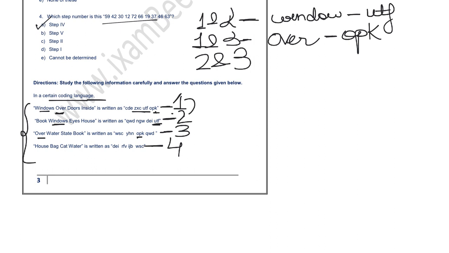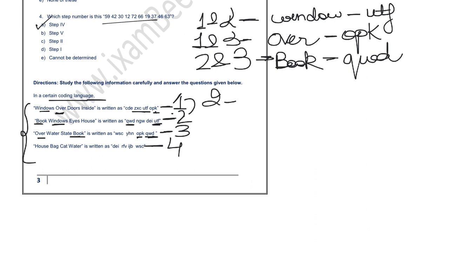So if we compare second and third, you will find that the word common over here is book. So you have to look for the common code as well in second and third. So if you look at this particular code, that is QWD, you will find that this is also common, which automatically means that book stands for QWD. Similarly, you have to now compare second and 4 because you have already compared second and 3.